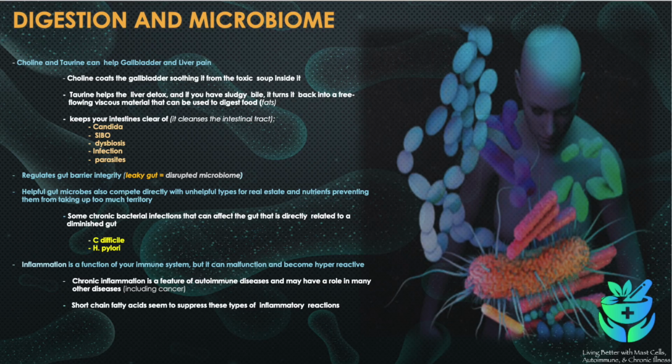Some chronic bacterial infections that can affect the gut and are directly related to a diminished gut and bile are C. difficile and H. pylori. Now, I know there's a lot of folks out there that suffer with this and have difficulty with it. Now, if you fix your diet and you help support your methylation and your gallbladder, you can help heal this. It also helps with your immune system as well.